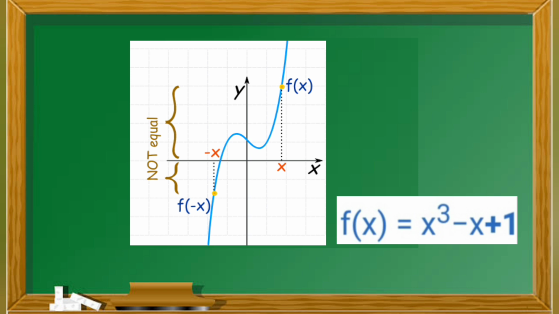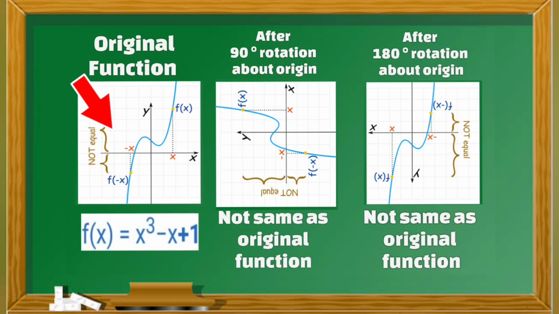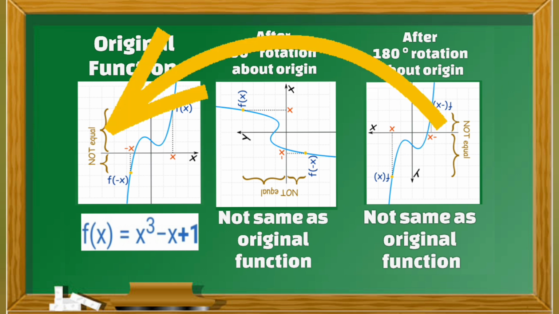Let's first verify whether this graph is odd or not. This first graph is the graph of the given function f of x equals x cube minus x plus 1. The second graph represents 90 degrees rotation of the first graph. This 90 degrees rotation is not having any importance in finding an odd function. This third graph represents 180 degrees rotation of the first graph. We can see that these two graphs are not the same.